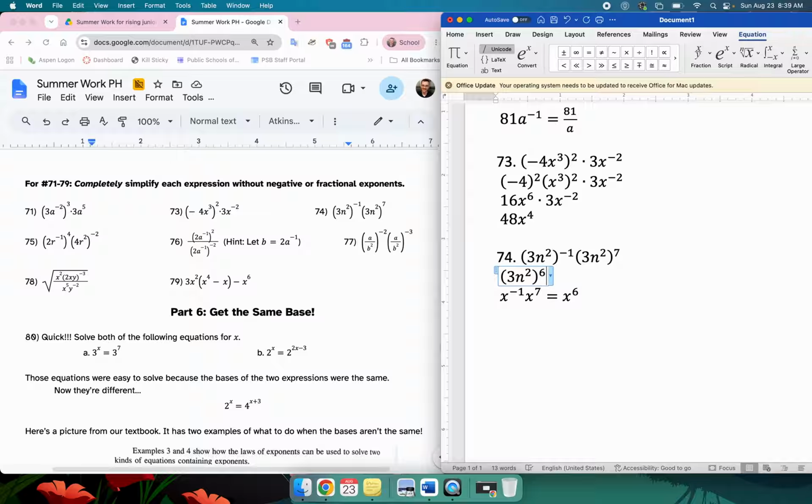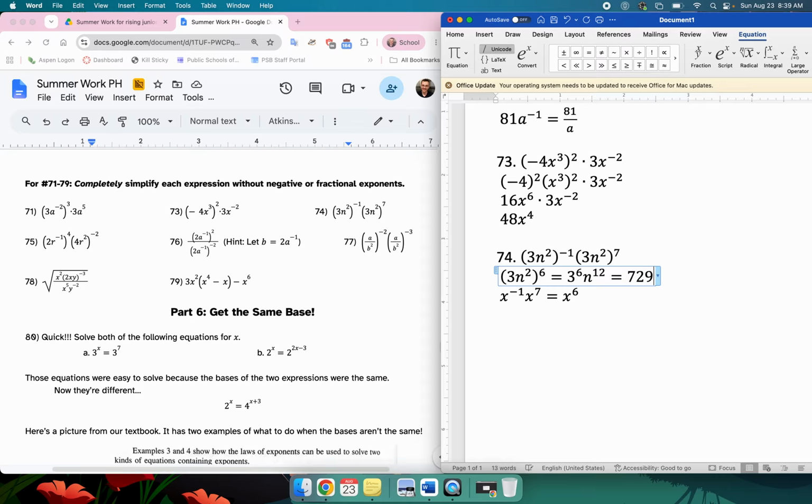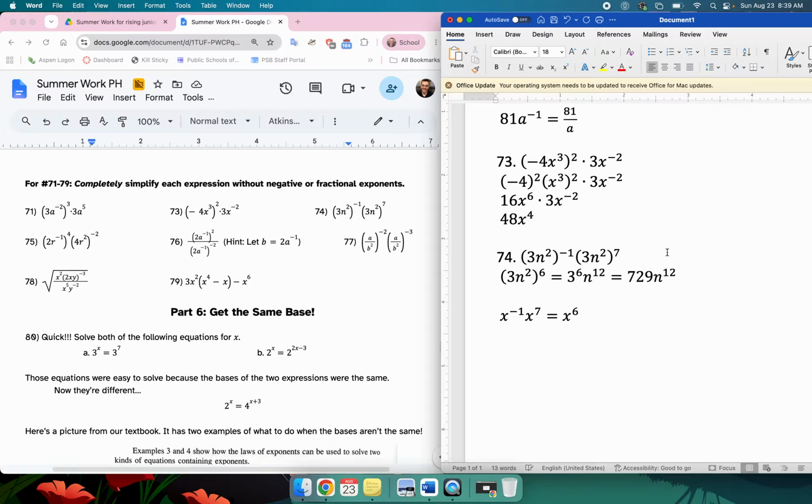See what I'm saying? And then if you distribute the 6th, 3 to the 6th, and then n squared to the 6th power, you multiply, that's 12. I don't know what 3 to the 6th is. 729. Cool. So 729 n to the 12th. Great.